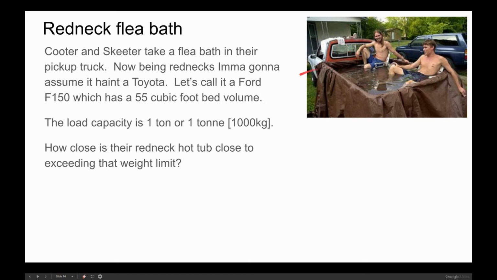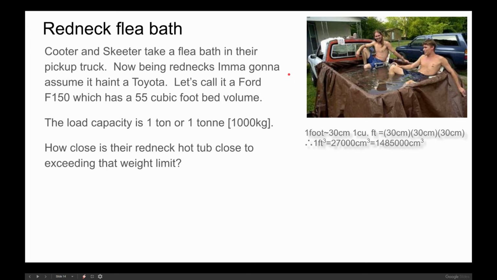And I looked it up, and a Ford F-150 has a 55 cubic foot bed volume, and the load capacity is 1 ton, or 1 tonne if you're French, but as I understand, a ton and a tonne are the same amount. So we want to know how close Cooter and Skeeter are to exceeding the weight limit of their Ford F-150 pickup truck with their little old swimming pool flea bath in the back there.